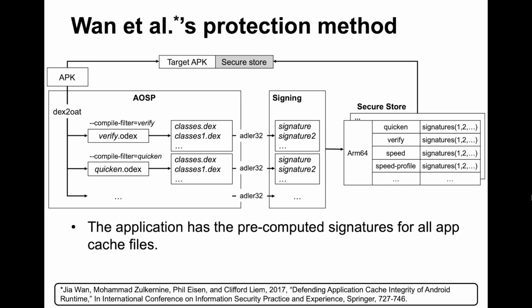There was a trial to solve this problem. One et al. suggested a method for protecting the integrity of an app cache file with a pre-computed hash value. Before the target APK is released, they generate app cache files with diverse compile filters and instruction types. And then they calculate all hash values from all combinations which can occur. They generate a secure store with the hashed values and concatenate the store with the target APK file.